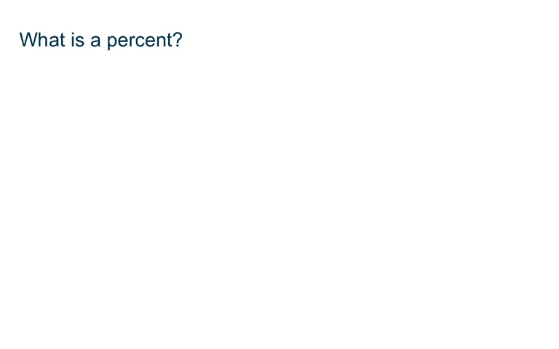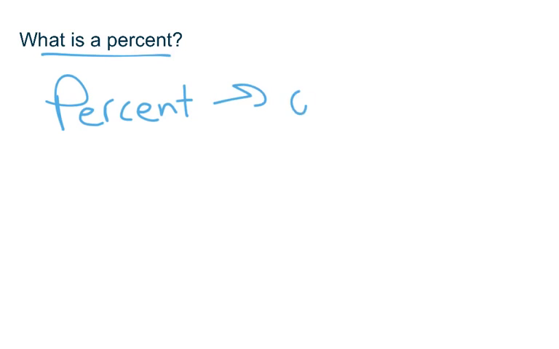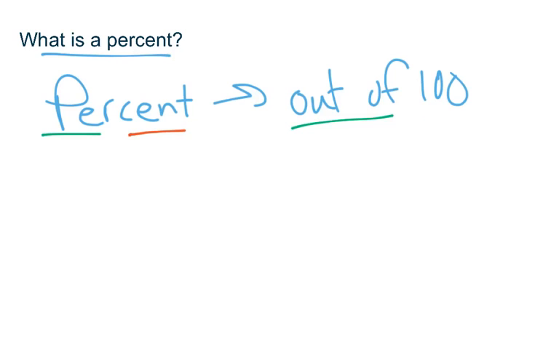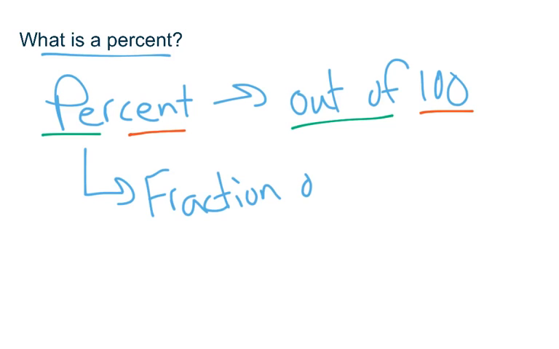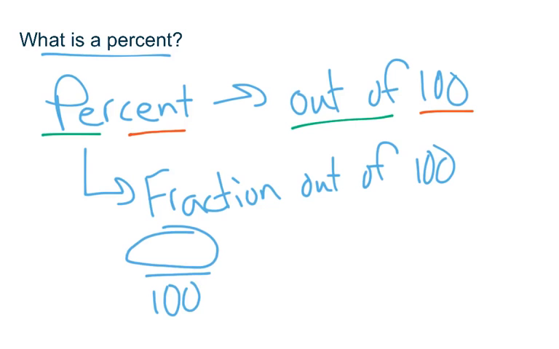So let's address the question, what is a percent? Well, the word percent literally means out of 100. So if you take a look at per, that means out of, and then cent means 100. And so what percents are, they are a fraction out of 100. So our denominator is always going to be 100, and then we put in numbers up there.